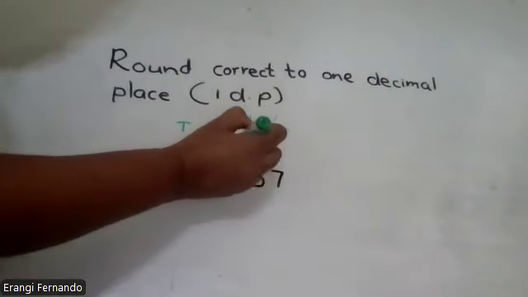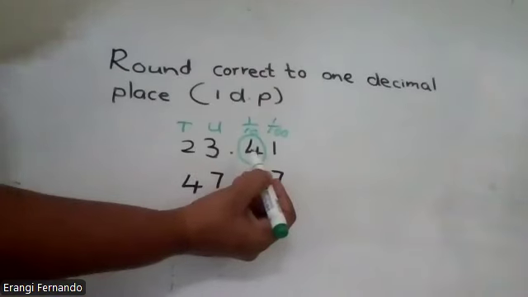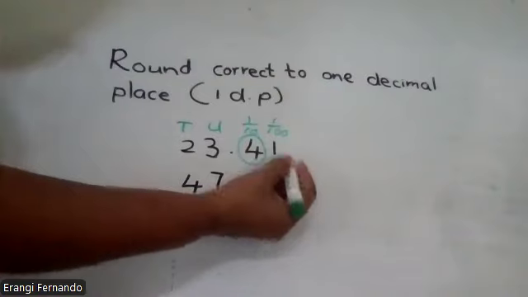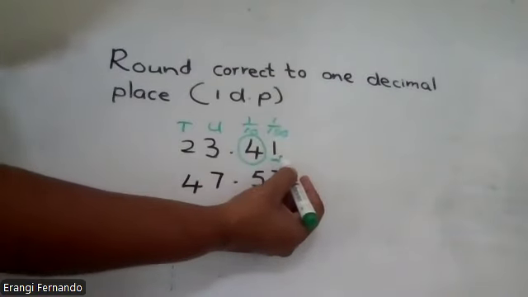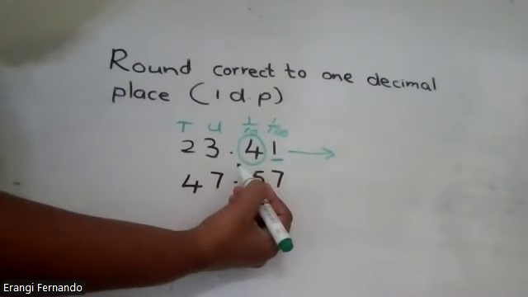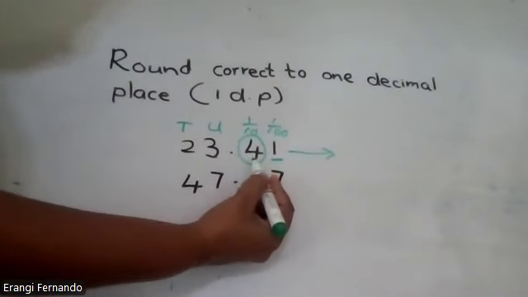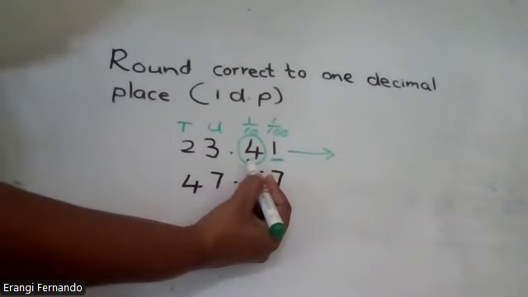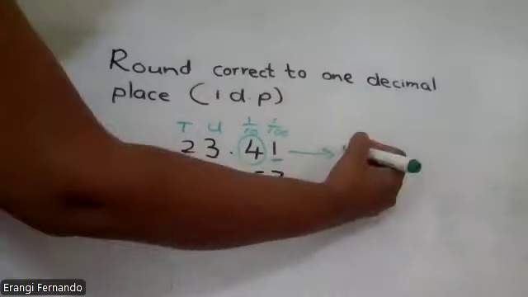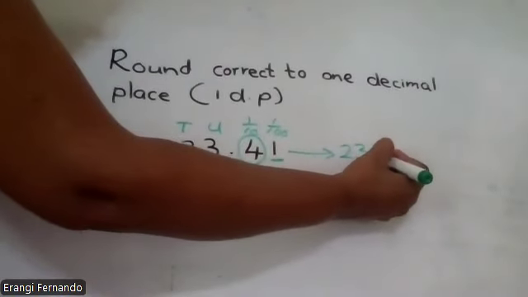So what is the first decimal place here? 4. When we round off the first decimal place, we have to consider the next door value, that means the hundredth value. It's 1. If the number is less than 5, when you round off, we write the answer as it is. That means 23.41, when you round off, it's 23.4.